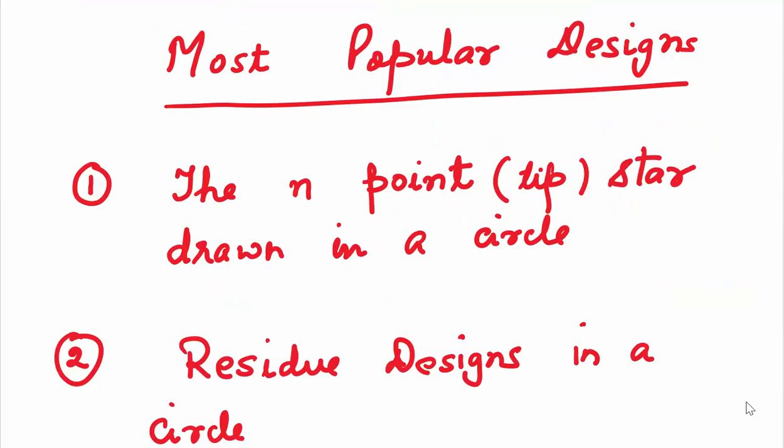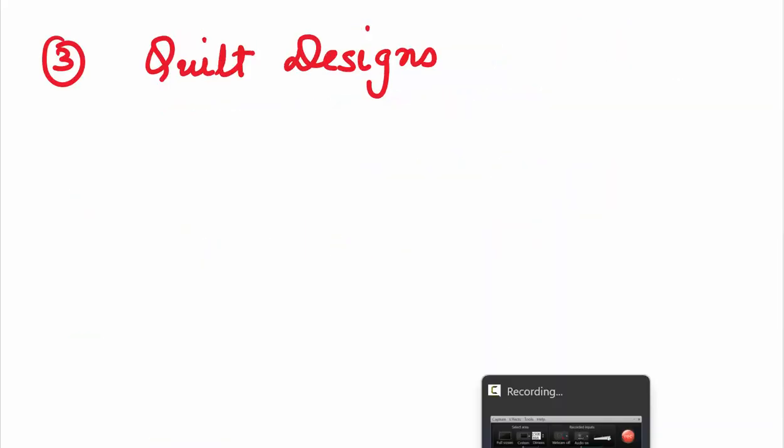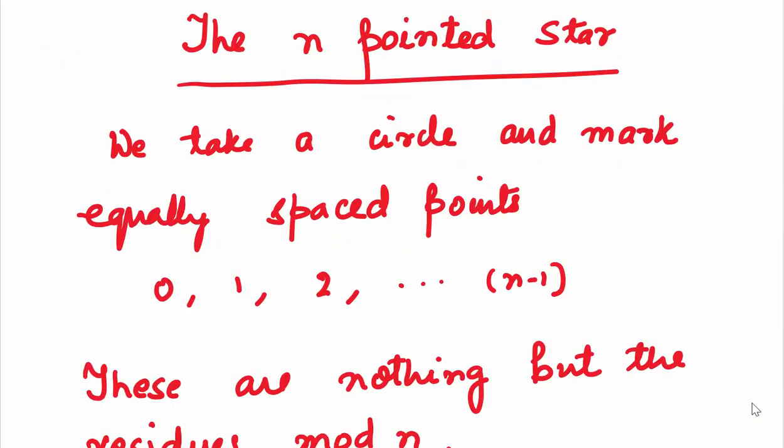So, what are the most popular designs? We would be discussing three of them here: the endpointed star drawn in a circle, the residue designs in a circle, and quilt designs. Let's start with the endpointed star.